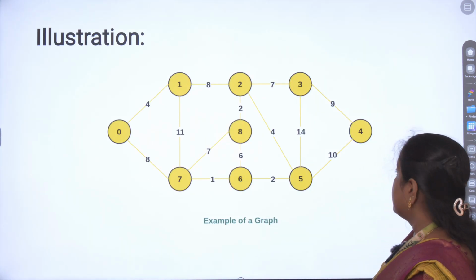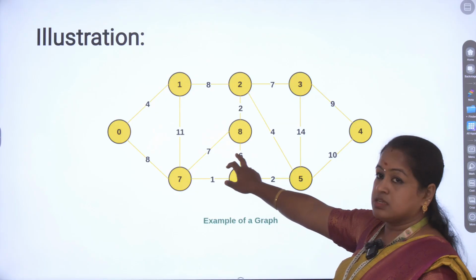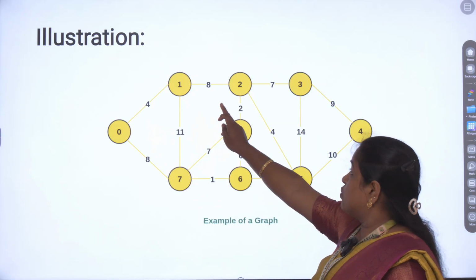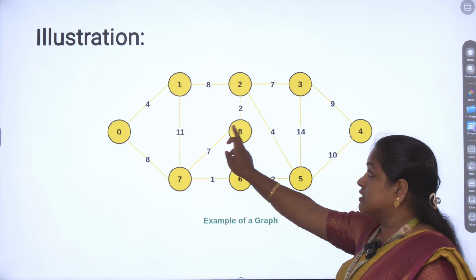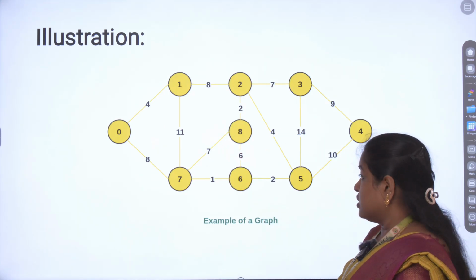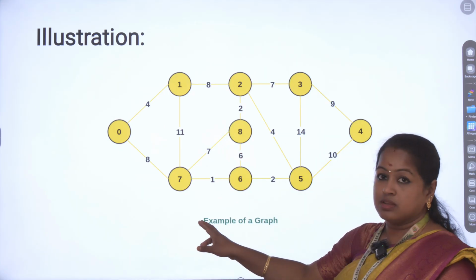Okay, here we have nodes up to 8. So starting from 0: 0, 1, 2, 3, 4, 5, 6, 7, 8. And we have the distances given. So what we are going to do is travel from 0.